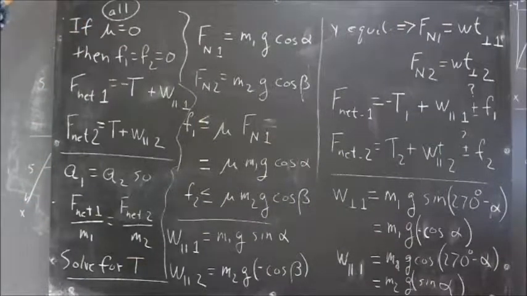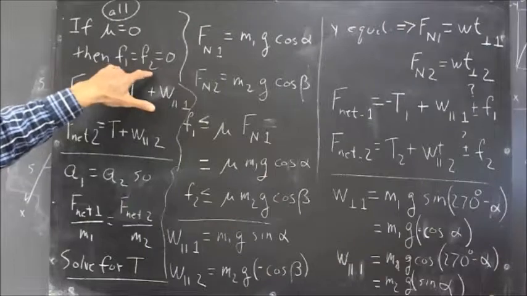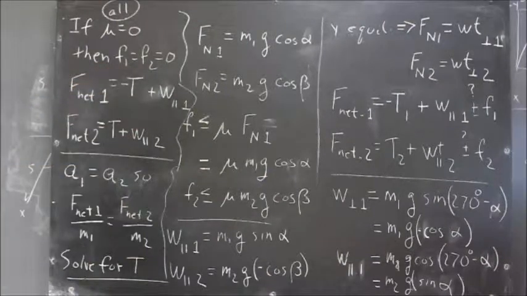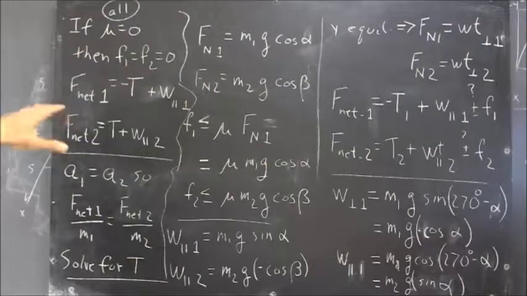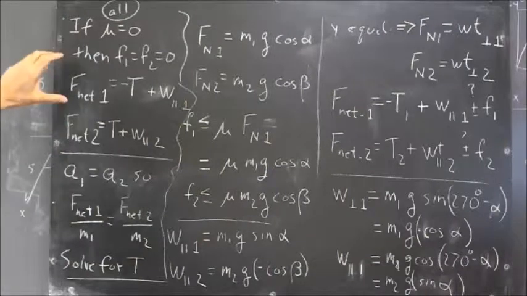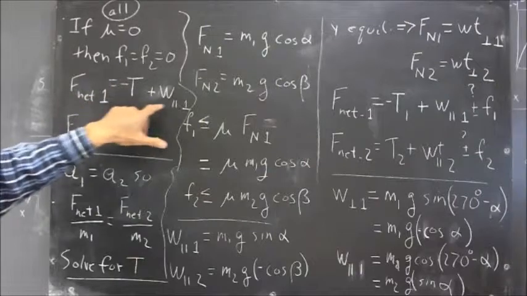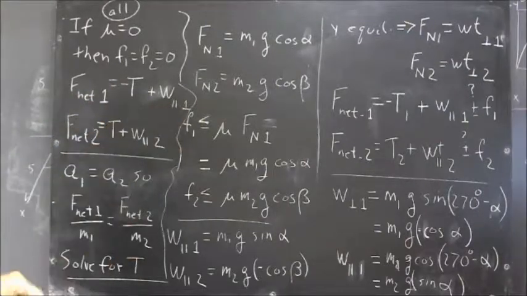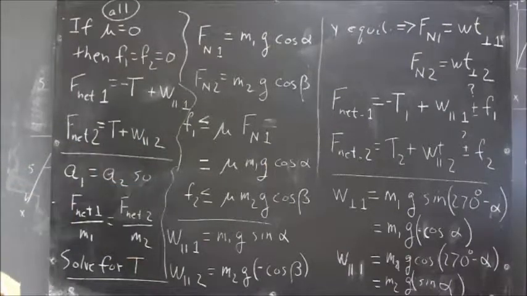Now, in all cases, if the coefficients of friction are all 0, then F1 equals F2 equals 0. Remember, little f1 and little f2 were the frictional forces, magnitudes of the frictional forces. Okay, now, the net force then on the first object will be negative tension plus the parallel component of the weight. And the net force on the second object will be the tension plus the parallel component of the weight.